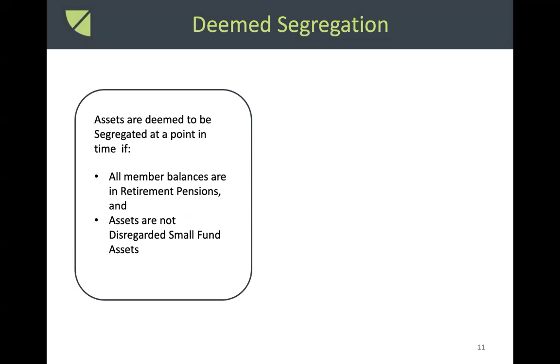Assets are deemed to be segregated at a point in time if two conditions are met. And one of them is all of the member balances are in retirement pensions, such as account-based pensions or market-linked pensions. And secondly, the assets are not disregarded small fund assets. So if you meet those two criteria, then the assets are deemed to be segregated, which of course raises a question: what are disregarded small fund assets?